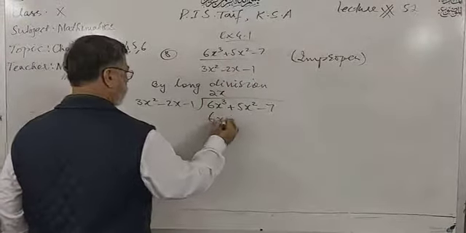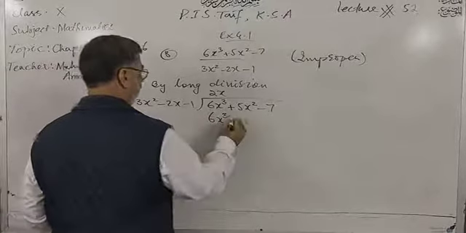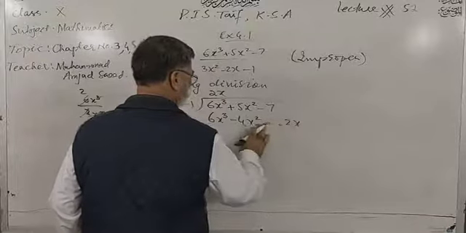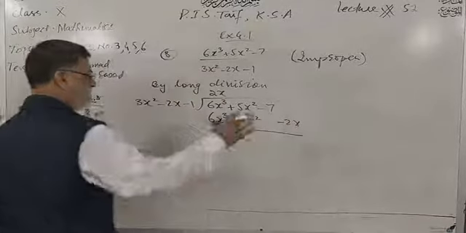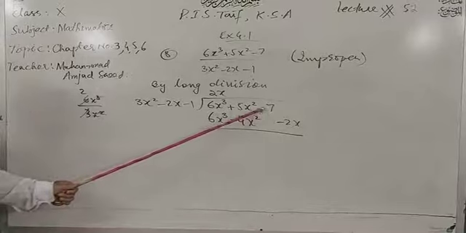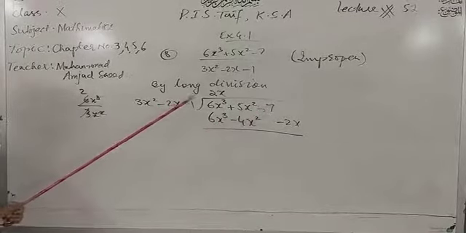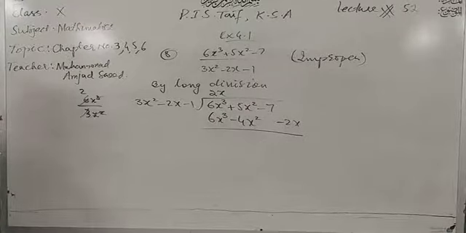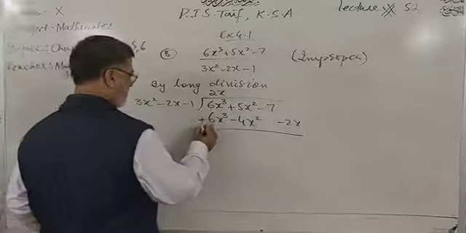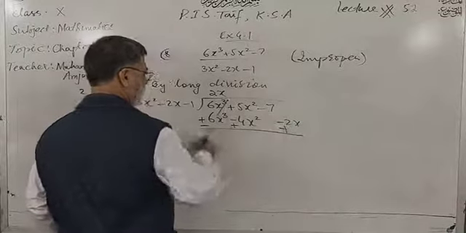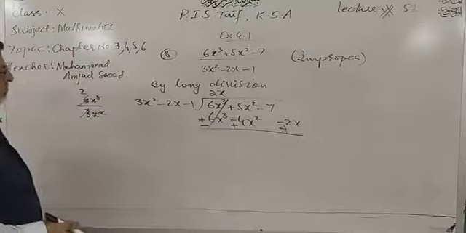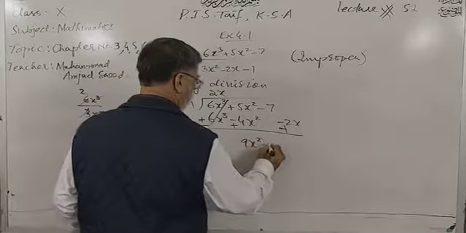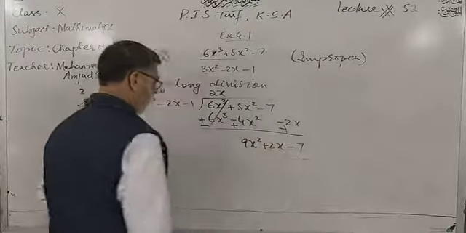Here is 6x cube minus 4x square and minus 2x. Take it away because this is constant. So the variable term, the involving term, is written at the end. Check the sign. They are cancelled out. Here will be 9x square plus 2x minus 7.